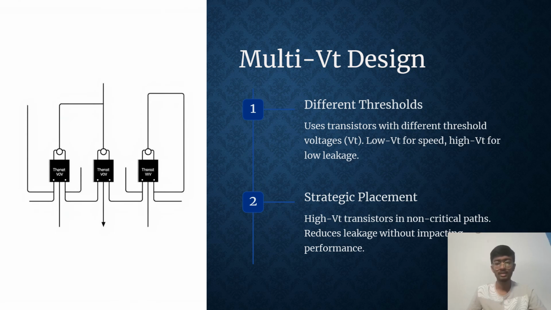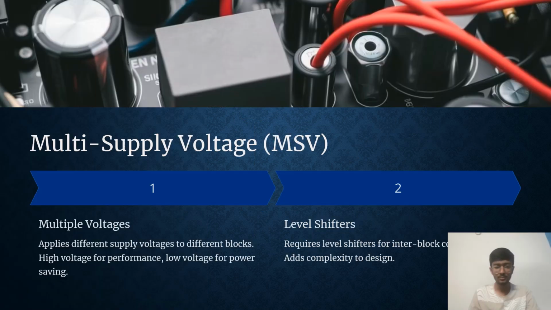Multi-threshold design. Use transistors with different threshold voltages, like low VT for speed and high VT for low leakage. Strategic placement. High VT transistors in non-critical paths reduce leakage without impacting performance.